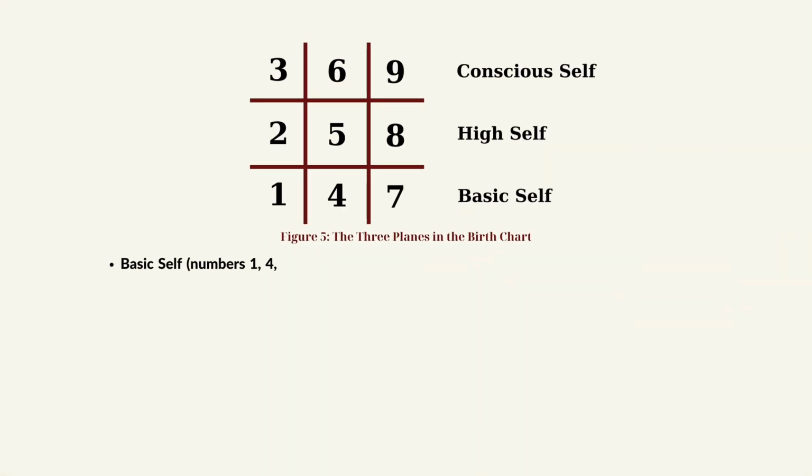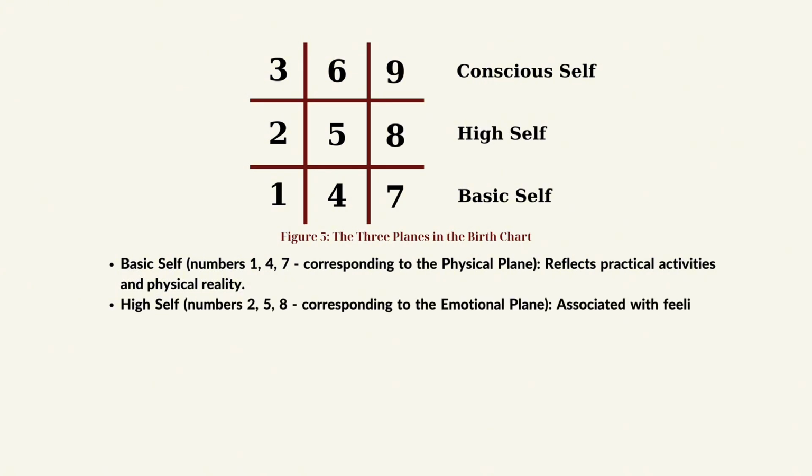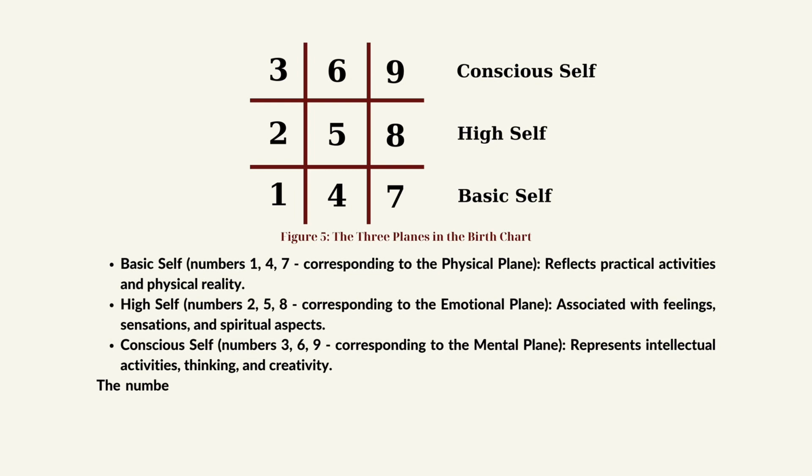Basic self, numbers 1, 4, 7, corresponding to the physical plane, reflects practical activities and physical reality. High self, numbers 2, 5, 8, corresponding to the emotional plane, associated with feelings, sensations, and spiritual aspects. Conscious self, numbers 3, 6, 9, corresponding to the mental plane, represents intellectual activities, thinking, and creativity.